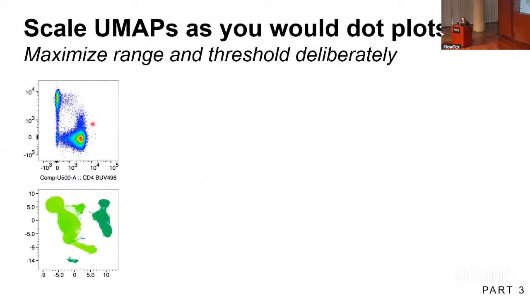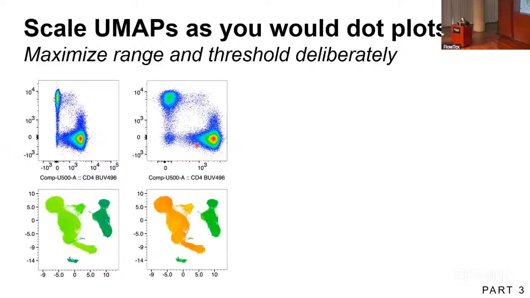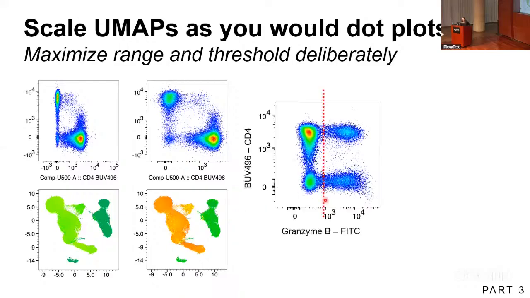Okay, another tip. When you're scaling in a default software program, originally your data might look like this. And here I should have labeled this as a CD4 expression on your UMAP. Once you scale, though, to maximize the range of the data, you'll see that this UMAP is now better contrasted. That is a tip for how to make your UMAPs look better, just in your default software programs.